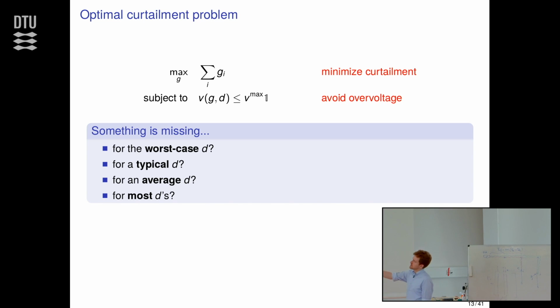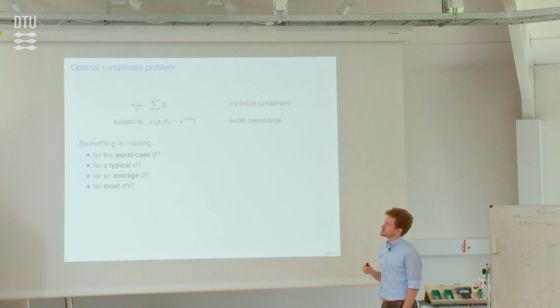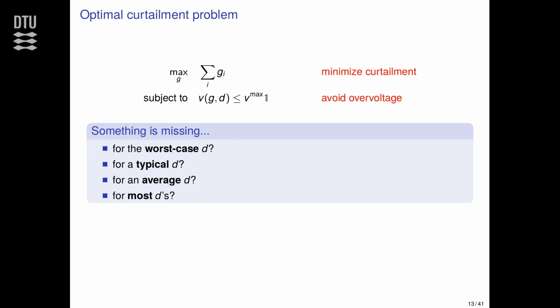But another person might say, okay, I want to set my generation so that the voltage is fine, is below Vmax, for a typical D. I know it's Thursday morning or Wednesday morning, the demand is typically this one. I want the voltage to be fine if the demand is typical. Or I want that to be true for an average value of D over maybe some observation, or for most of the distribution. Maybe I am fine if sometimes the voltage is not okay, but for most possible demands, this should be satisfied.